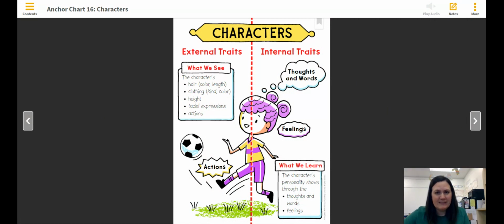So we have learned about character traits. External, what we see them do, like how they look and their actions. And then we've learned about internal character traits, how the character is feeling, what they're thinking. All right, boys and girls, as you read books throughout this whole year, I want you to be thinking about those characters and their internal and external traits.